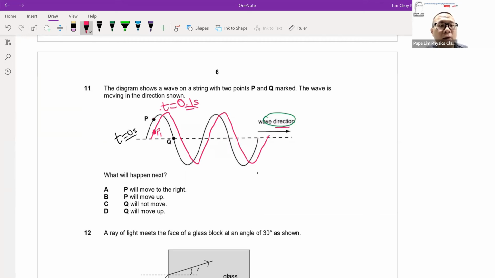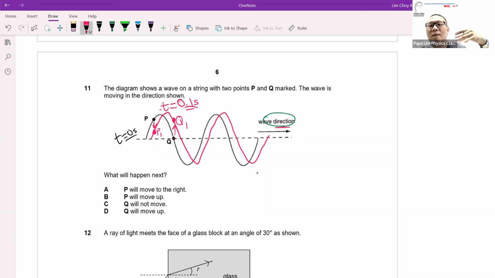Okay, then after that, same thing as before, Q was here at the beginning. Then after that, 0.1 second later, at the same location, Q actually is here. So you'll be able to see that between 0 second to 0.1 second, P moved downwards to P1, and Q moved upwards to Q1. This is what we mean by being able to identify the movement of the particle.